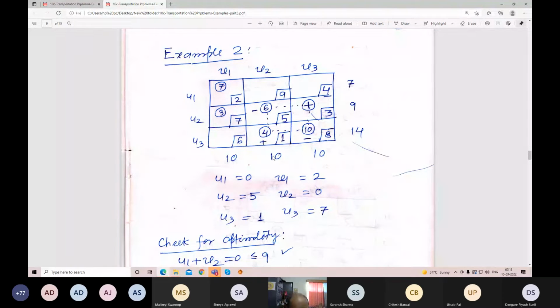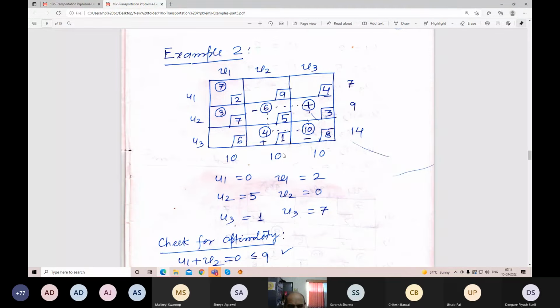We will calculate the values of the multipliers U1, U2, U3, B1, B2, B3. See here, if I say U1 equal to 0, then B1 equal to 2. Similarly, U2 plus B1 is equal to 7. Since B1 equal to 2, U2 equal to 5. Then similarly, U2 plus B2 equal to 5, so B2 equal to 0.